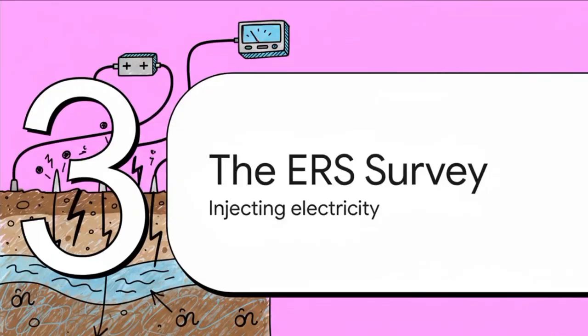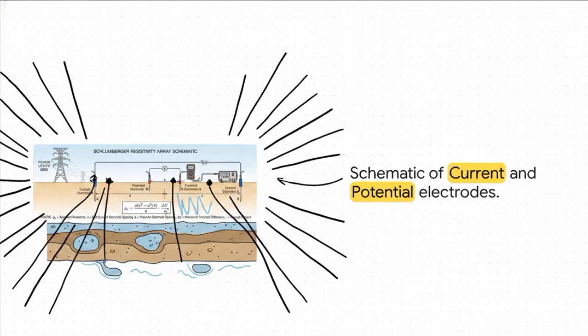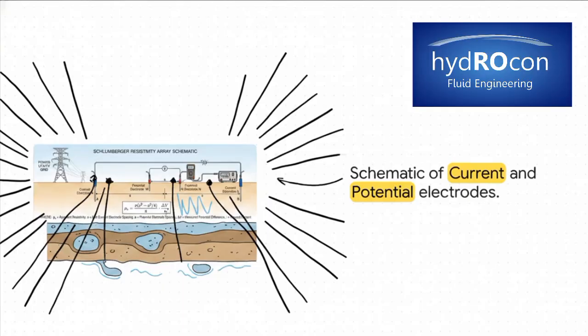Section 3. Explaining the ERS survey. Injecting electricity into the Earth. All right, so now that we know what our target values are, how do geophysicists actually measure these ohm meters when the rocks are buried hundreds of feet in the dirt?